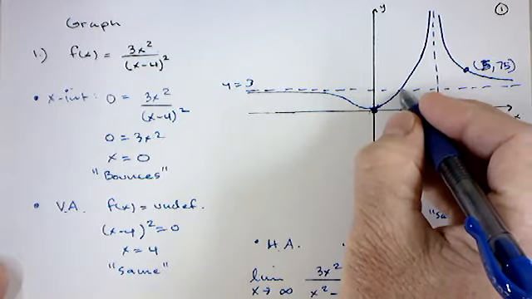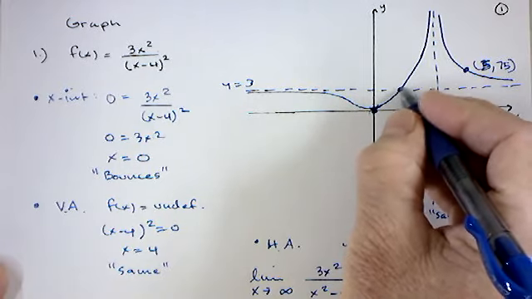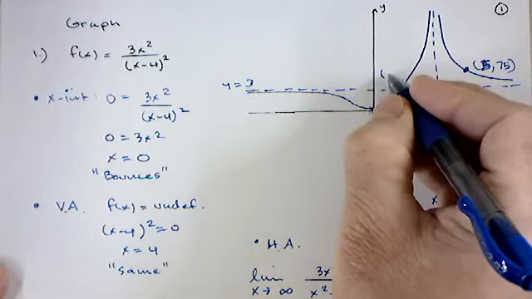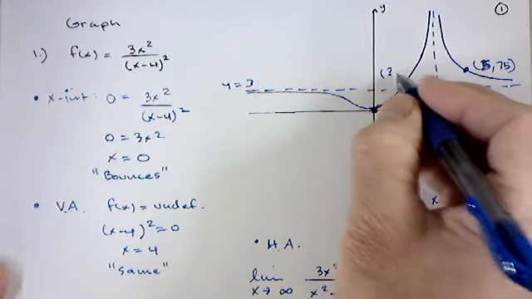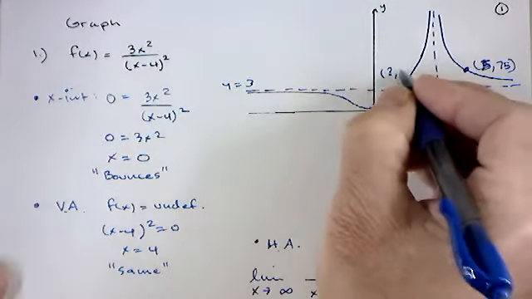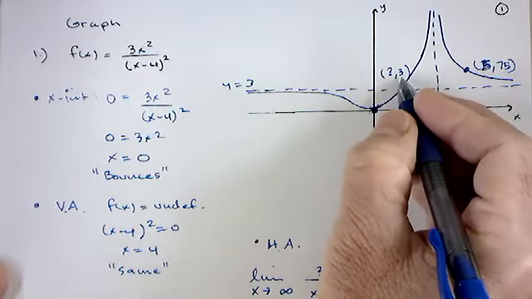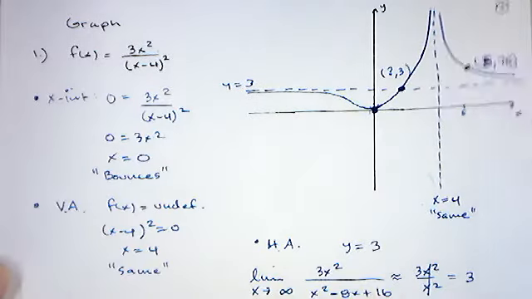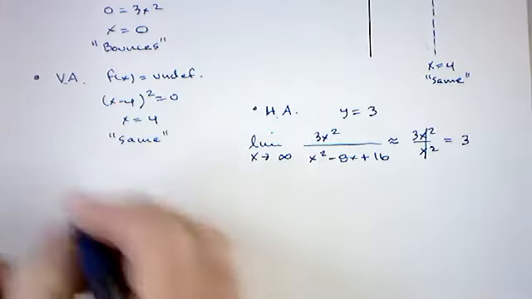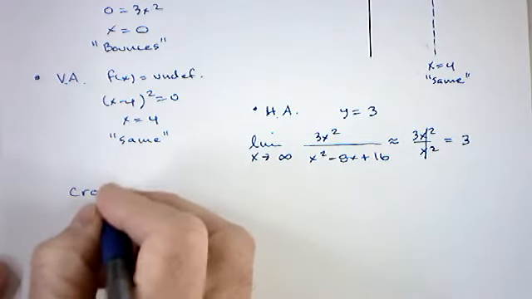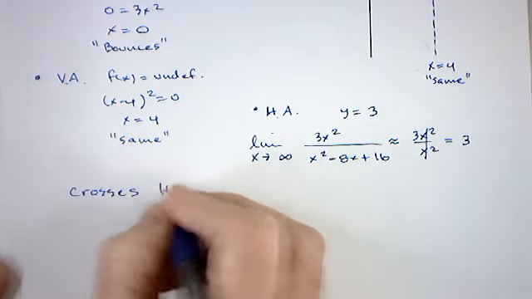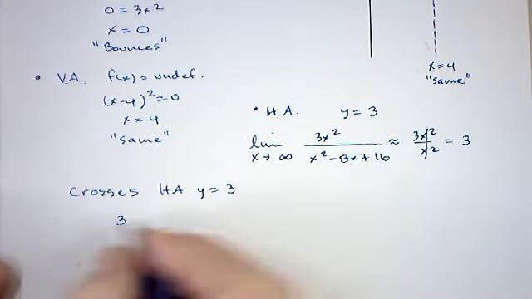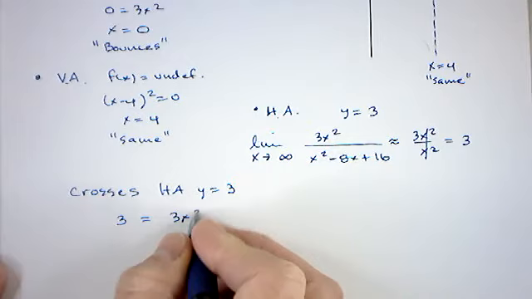To really convince you that it does cross right here, I could actually locate this point. Because notice this point right here, I don't know the x value, but I do know the y value would have to be 3. So if I want to find out where this crosses, what I could do is set y equal to 3. I'm going to do this down below here. So I'm going to say crosses horizontal asymptote of y equals 3. I would just set 3 equal to my function.